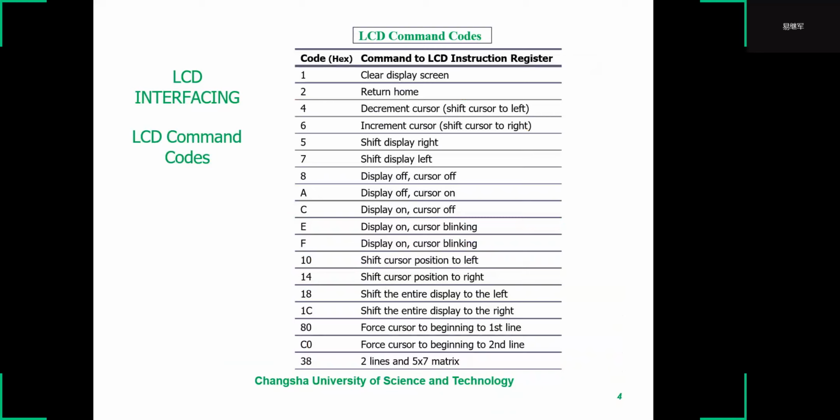This is the LCD command code. If we want to control the LCD, we need to know the command code. 1 is clearing display, 2 is return home, 4 is decremental cursor, 6 is incremental cursor. I won't read all of these commands. If you want to use the LCD in your simulation, you can test these commands.